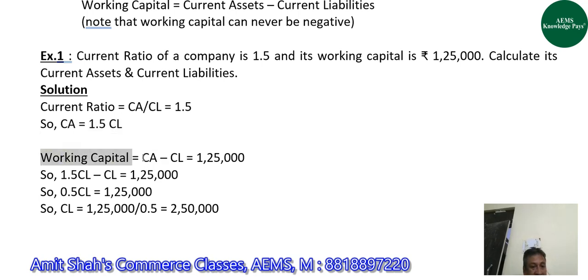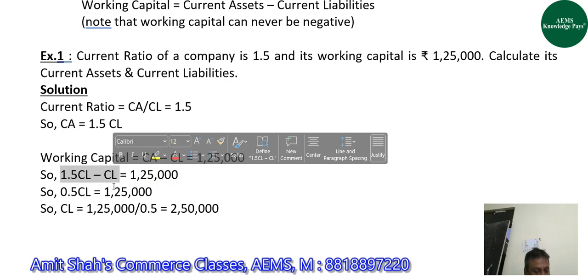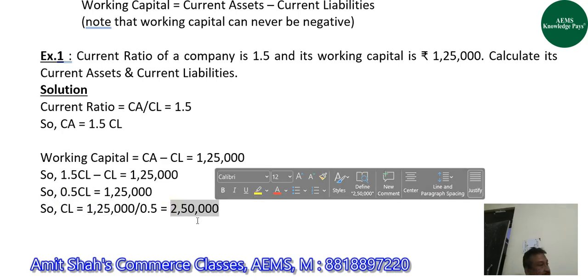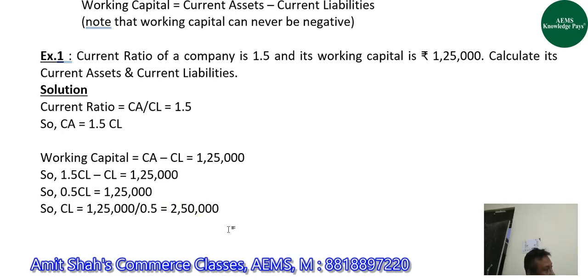We have been given working capital, which is current assets minus current liabilities, and that is 1,25,000. In place of current assets in this equation, we have kept the value of current assets, that is 1.5 current liabilities minus current liabilities is equal to 1,25,000. 1.5 current liabilities, and current liability means one current liability. So 1.5 minus 1 is 0.5 current liabilities is equal to 125. So current liability would be 125 divided by 0.5. That is 2,50,000. Got this?